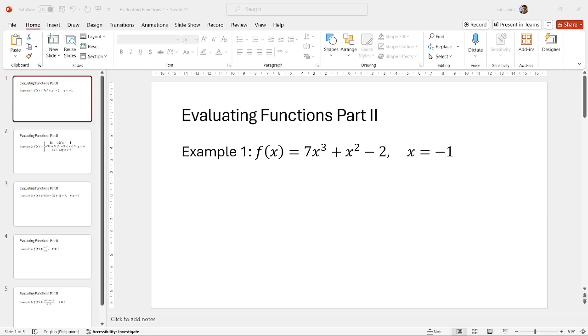Let me give you another set of examples on evaluating functions. These examples are a little bit more difficult than in the first part of our video. Let's have example 1. We have evaluating a polynomial function f of x equals 7x cubed plus x squared minus 2, and evaluate this function when x is equal to -1. Again, to do that, we simply substitute -1 in this function here.